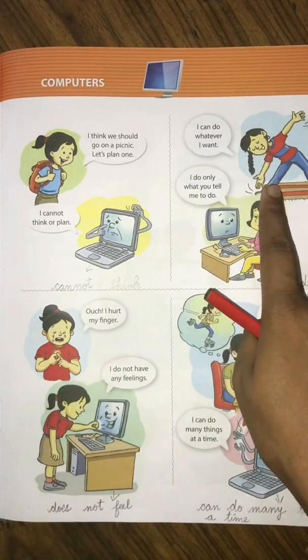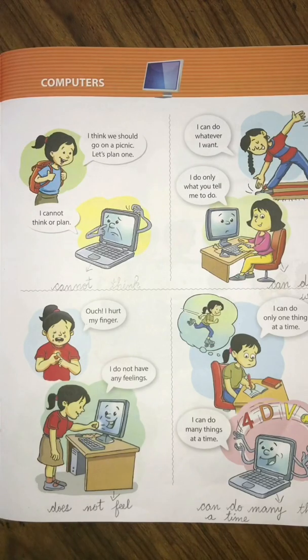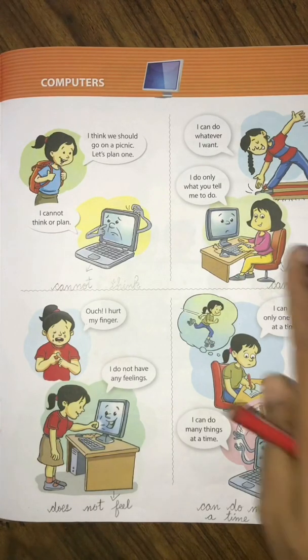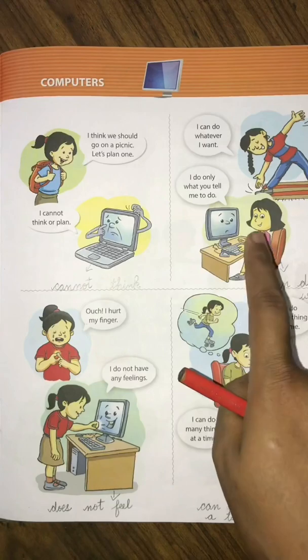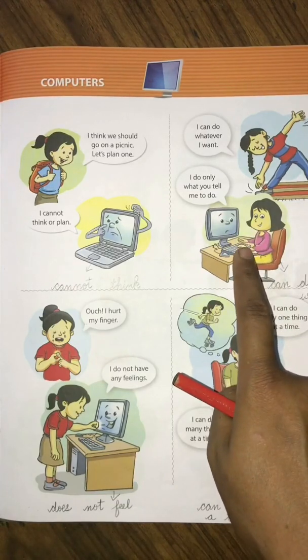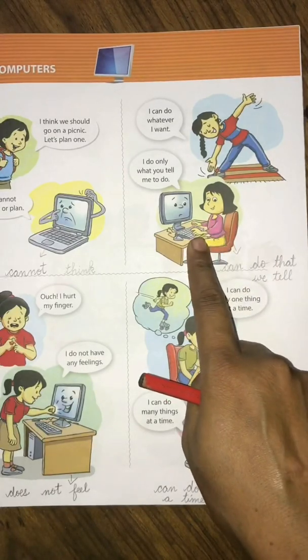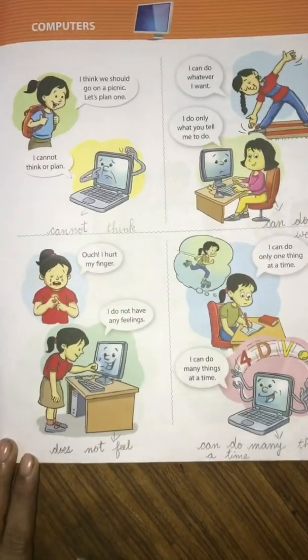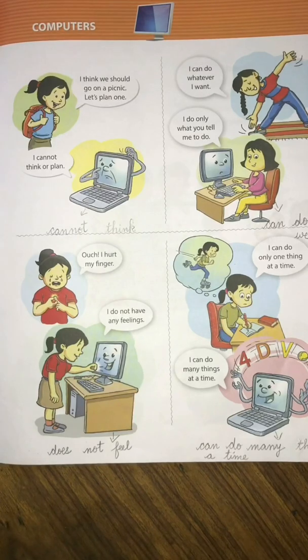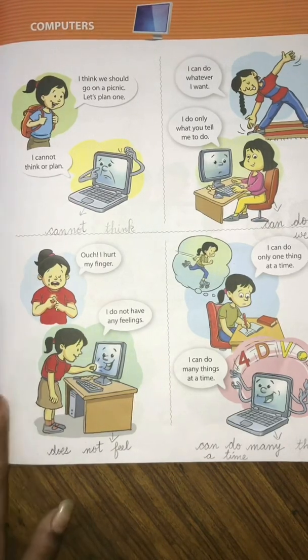Now the girl is saying, I can do whatever I want. We can do whatever we want, children, but computer will only do the work that you tell the computer to do. Next one, ouch, I hurt my finger. Now the computer is saying, I do not have any feelings, means computer does not get hurt. Also it does not have any feelings. It will not cry. It will not laugh.